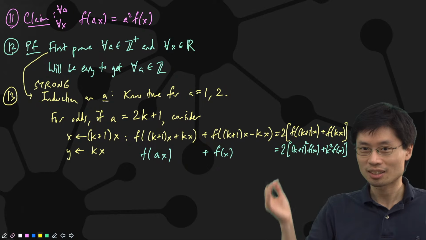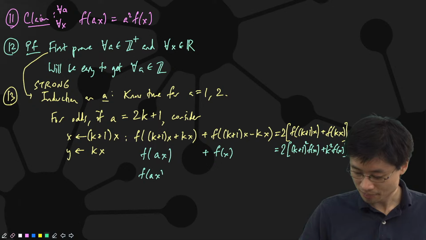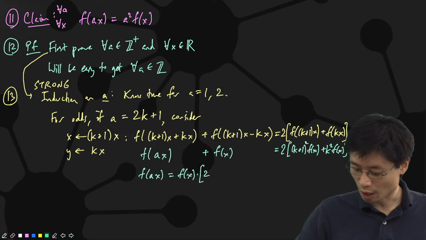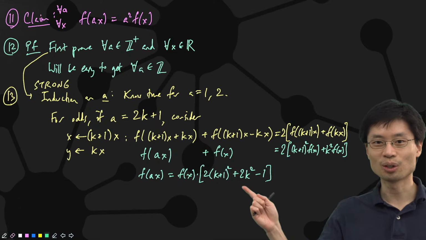If I collect stuff, what's left over is f of ax is equal to, I'll just factor out the f of x. And what's on the right is double of k plus 1 whole thing squared plus double of k squared minus 1. What's that? I sure hope that that's equal to the square of that. Oh, I see somebody did a hand raise. Simon.